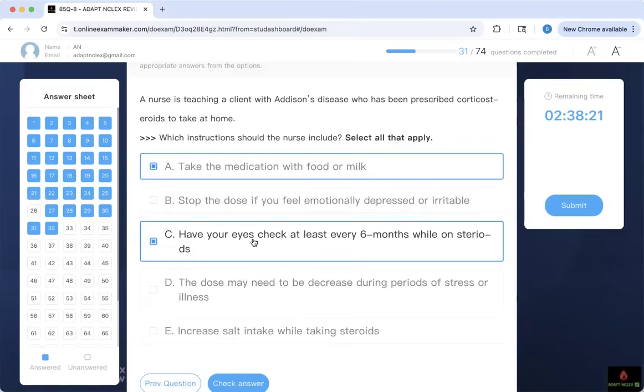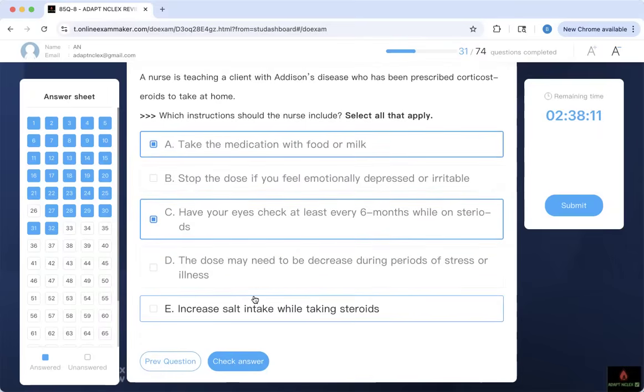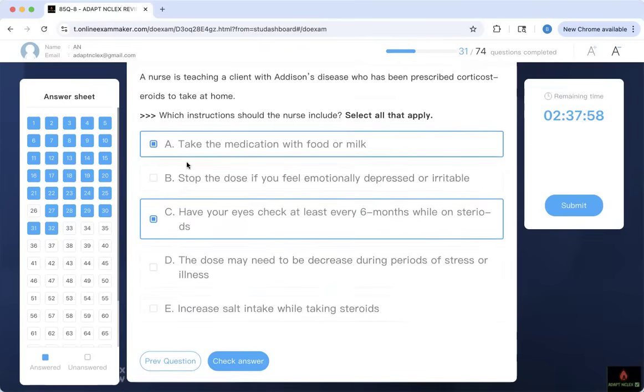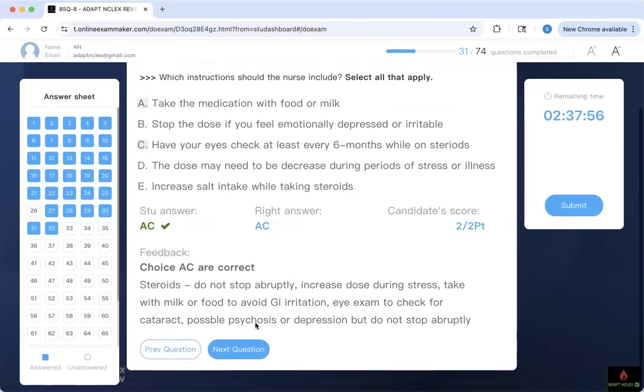The dose may need to be decreased during the period of stress and illness, right? No, when you're sick we want you to increase the dose, not decrease it. Wrong answer. Increase salt intake while taking steroid. Steroid will let you retain fluid and sodium. Your blood pressure goes up. If you increase too much salt, your blood pressure increases more. Therefore, wrong answer. A and C are the right answer.